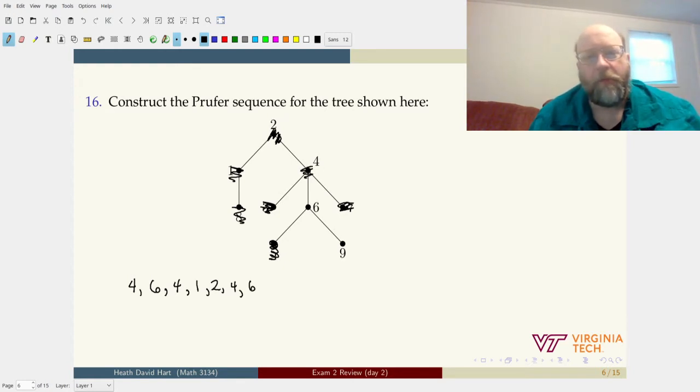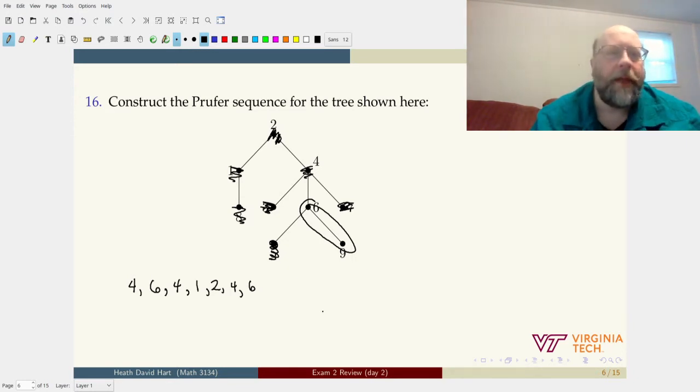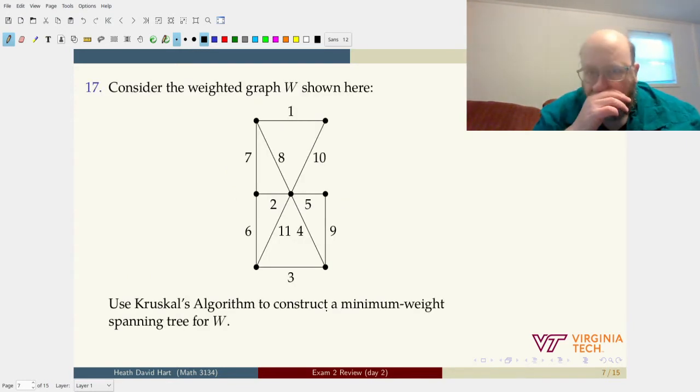And then once we're down to just 2 vertices left, they're both kind of leaves, they're both kind of parents. It's not easy to tell which one's the parent and which one's the leaf. We don't write down anything once we're down to the last 2 vertices. And so we get 4, 6, 4, 1, 2, 4, 6. All right, let's move on.